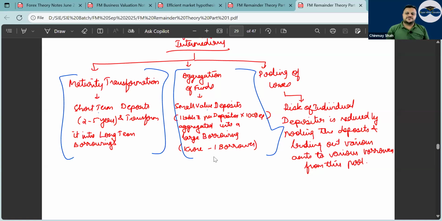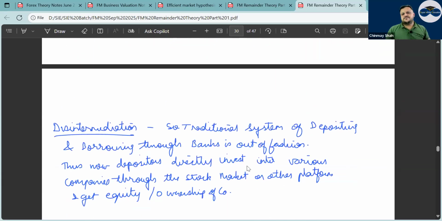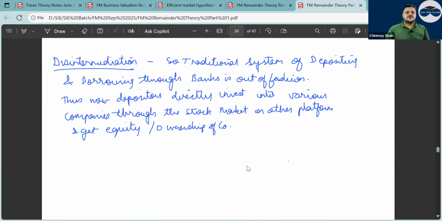There will be aggregation of funds. Small value of deposits will be taken and large borrowings will be done. Pooling of losses. Risk of individual depositor is reduced, because if directly you invest into some business, if that business fails, the whole money will be lost. But if 10 people invest into a bank, bank will also invest in 4 or 5 people or 20 different people, and 1 or 2 may lose. Only part of the money will be lost, not the full money.